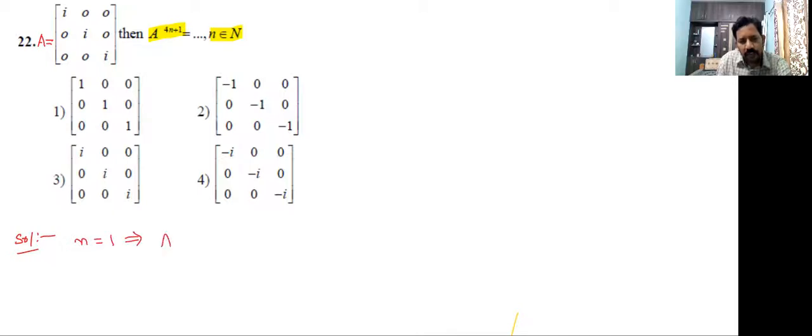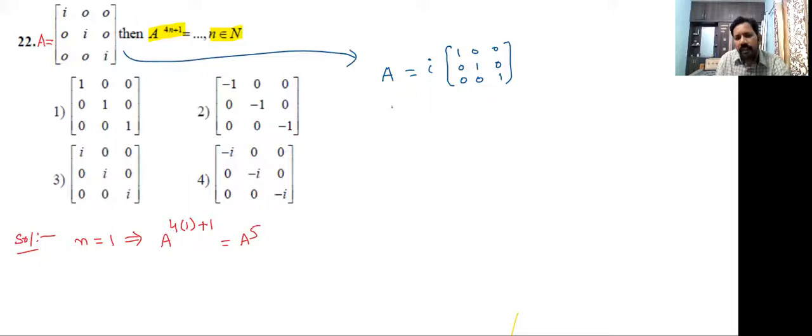Substitute n is equal to 1. A power 4 into 1 plus 1. How much? A power 5. But what is the A matrix? A matrix is equal to i 0 0, 0 i 0, 0 0 i. Take i common: 1 0 0, 0 1 0, 0 0 1. Here I am calculating: A is equal to small i into capital I.